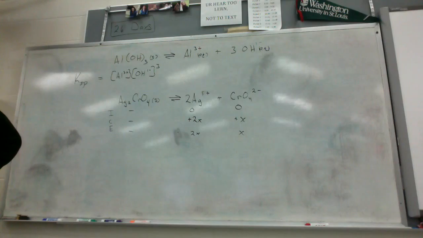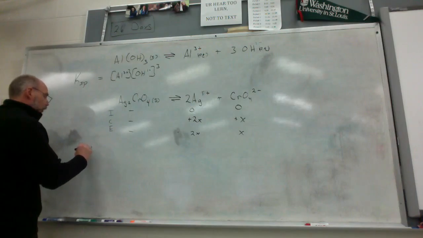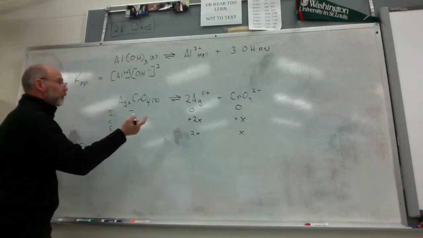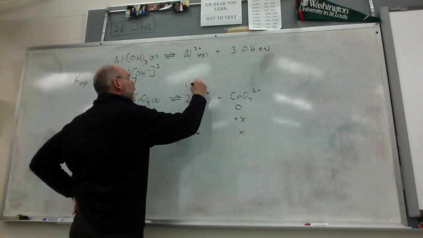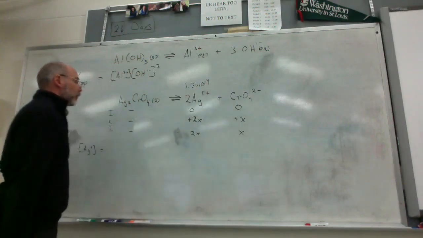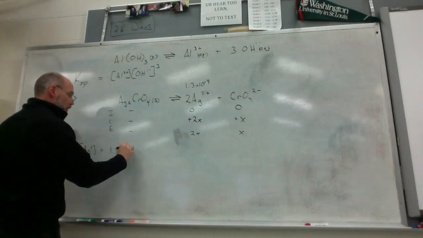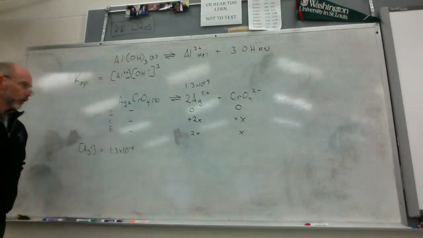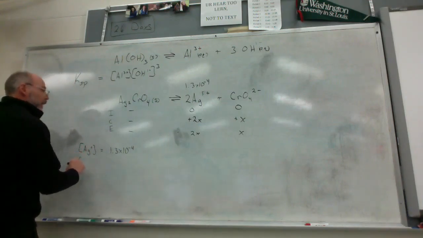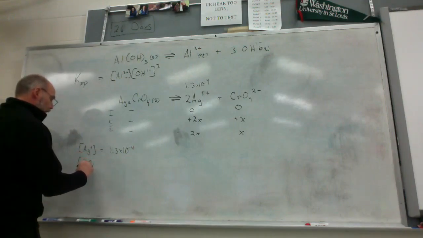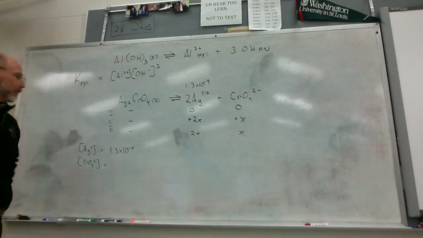Something else to consider here is, we already know the concentration of the silver ion, and it was provided in the question, 1.3 times 10 to the negative 4th. We've analyzed it as 1.3 times 10 to the negative 4th. What is the chromate ion going to be? It's going to be 1/2 of that through the stoichiometry.